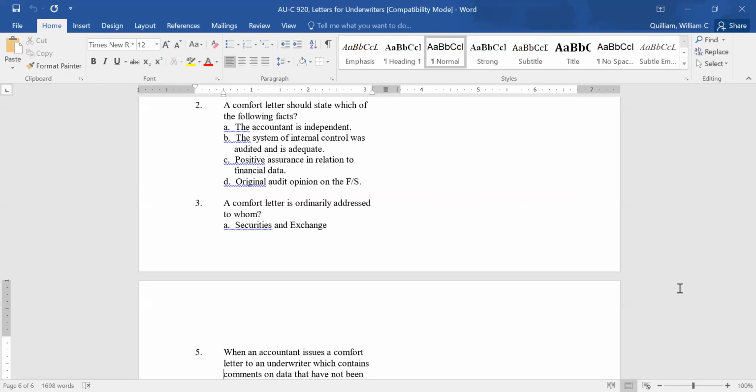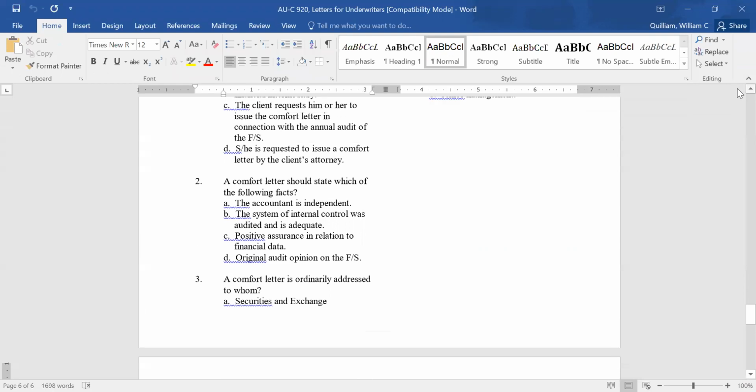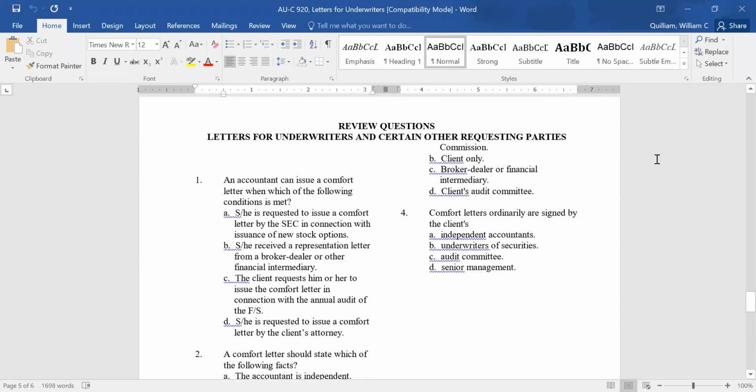Number two, a comfort letter should state which of the following facts. It is A, the accountant is independent. Then number three, a comfort letter is ordinarily addressed to whom? Obviously, do not go for A, the SEC. These are never filed with the SEC. So in C, it could be addressed to a broker-dealer or other financial intermediary, as long as they give us a representation letter. And of course, always addressed to an underwriter, even if they do not, because we know they need it.